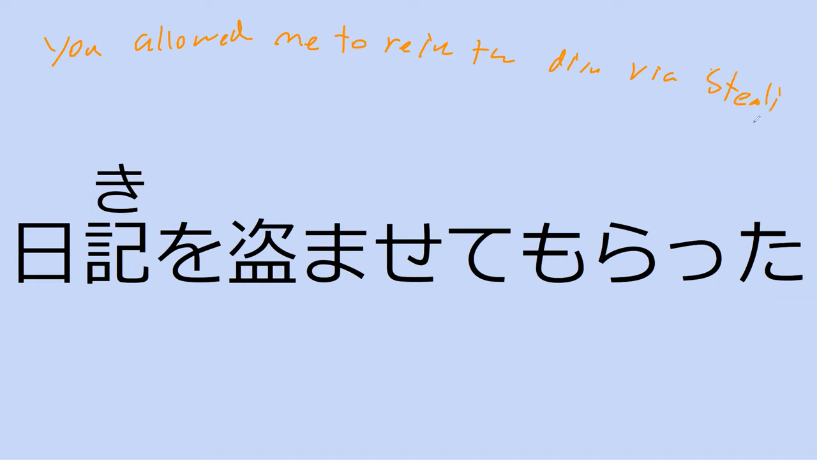That would be a literal way to translate this whole idea. We would never say that in English. So it'd be like, haha, I stole the diary, would be the closest. Oh, I stole it. But it's like, you allowed me to receive this diary via stealing it. Because morau is to receive, but a lot of times it's used in an "I took it for myself" kind of way, if it's in the first person to someone else.